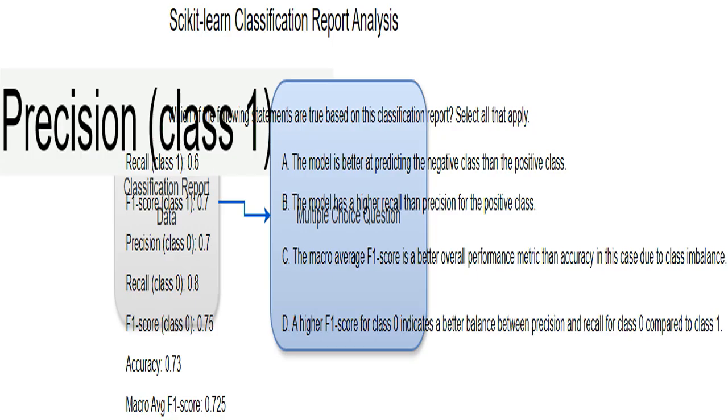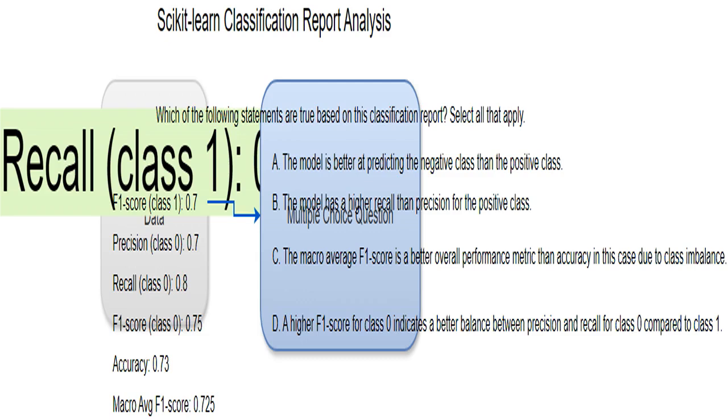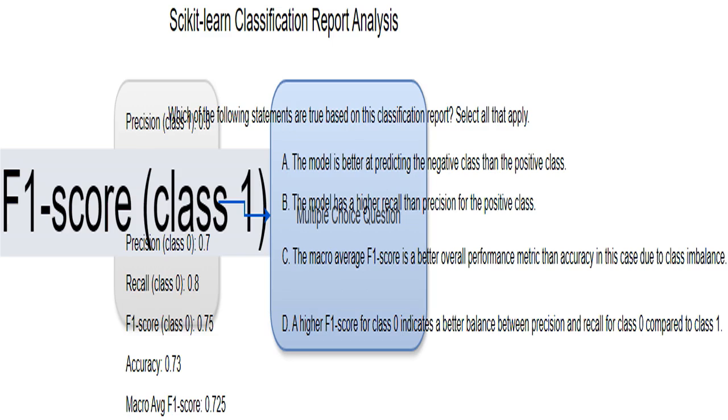Out of all the instances the model predicted as class 1, 80% were actually class 1. This is the precision for class 1. Out of all the actual instances of class 1, the model correctly identified 60%. This is the recall for class 1. The F1 score balances precision and recall. It's the harmonic mean of precision and recall for class 1, and here it's 0.7. A higher F1 score is better.